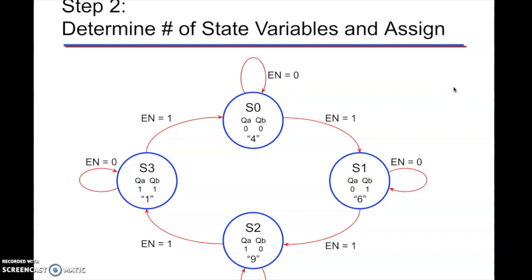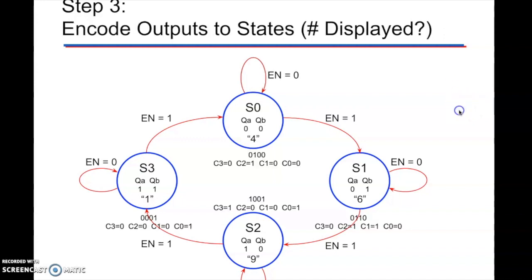Step 2 is to determine the number of state variables and assign them to the various states. So with 4 states, this design requires 2 state variables. These state variables are labeled QA and QB. This labeling is arbitrary, but does use the recommended Q notation since they're flip-flop outputs. And then the 4 combinations of the 2 state variables, 0 0, 0 1, 1 0, and 1 1, are assigned to those 4 states. And that's what you see there.